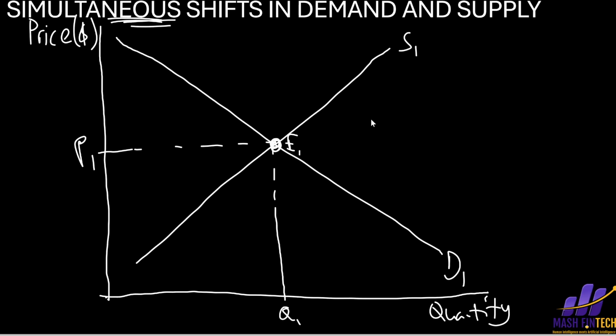Simultaneous shift means there are two shifts happening at the same time. That's what simultaneous means. So let's assume there is a decrease in supply. What could cause this decrease in supply?